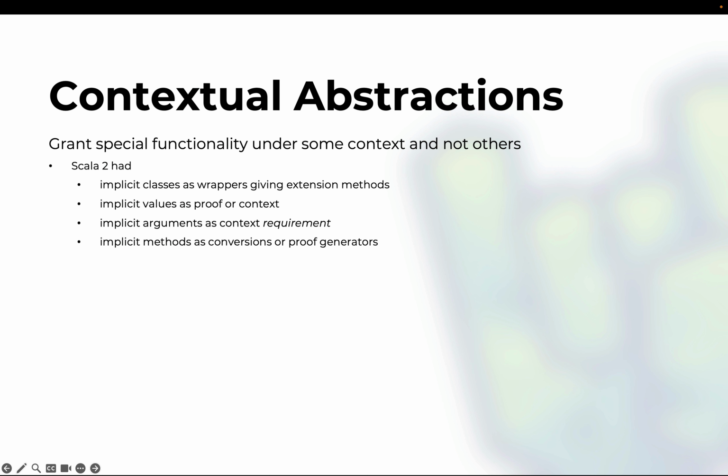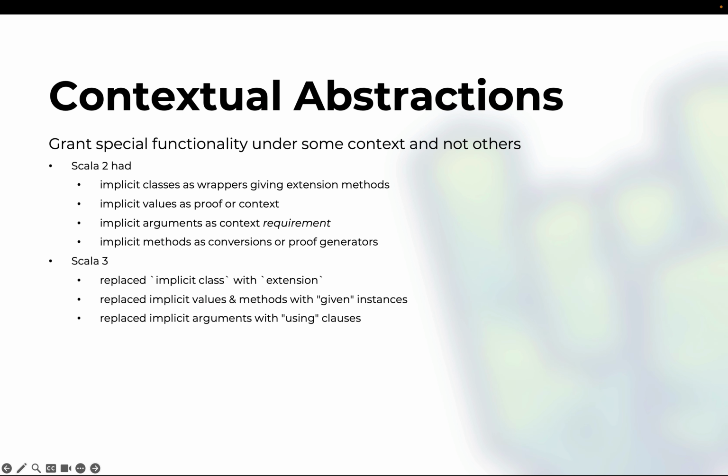So you had implicit classes as automatic wrappers, giving you access to essentially new methods to existing types, so extension methods. Then you had implicit arguments to methods as some context requirements, along with implicit values as proof of that context. And then we had implicit methods as automatic conversions or proof generators, so the ability to synthesize instances that could then be passed automatically as implicit values. So the implicit keyword was filled with meaning.